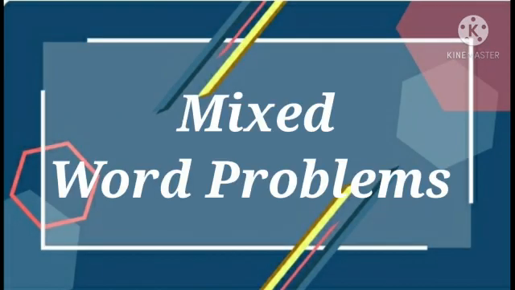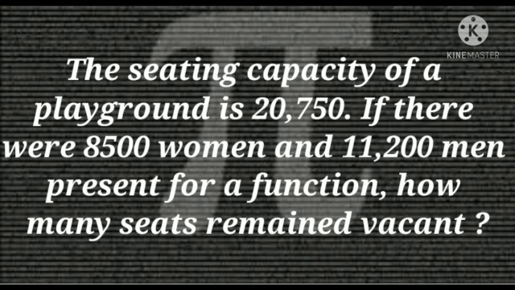Now students, we are going to see mixed word problem. So here is our example. The sitting capacity of a playground is 20,750. If there were 8,500 women and 11,200 men present for a function, how many seats remained vacant? So here in mixed word problem, we are going to solve two equations in one sum. So let's continue. First, we will write given.